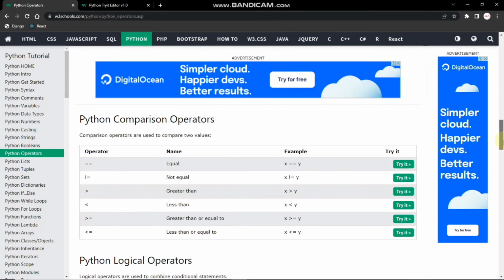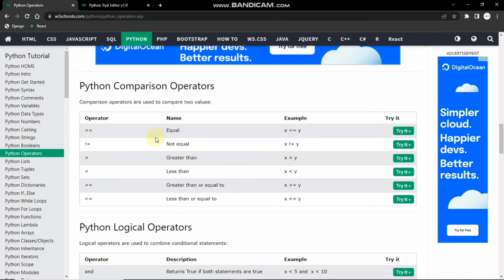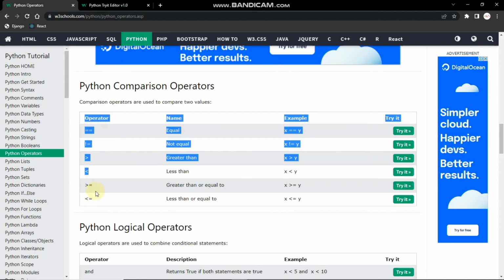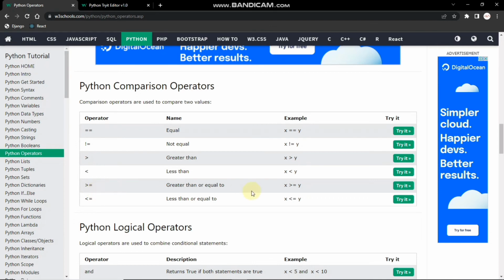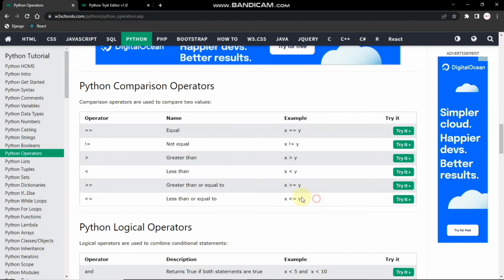Now guys, let's talk about comparison operators. So you can see equal, this means not equal, this means greater than, this means less than, and this means greater than or equal to. So here x is greater than or equal to y, and you can see less than or equal to. So this means x is smaller than or equal to y.